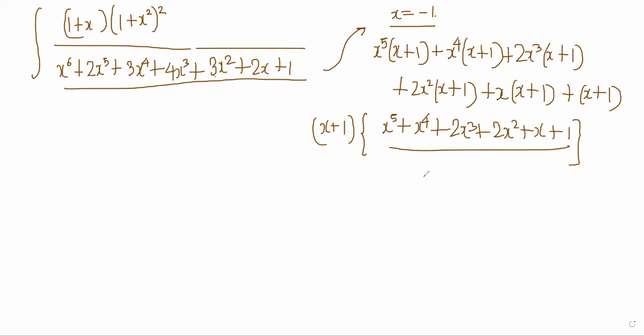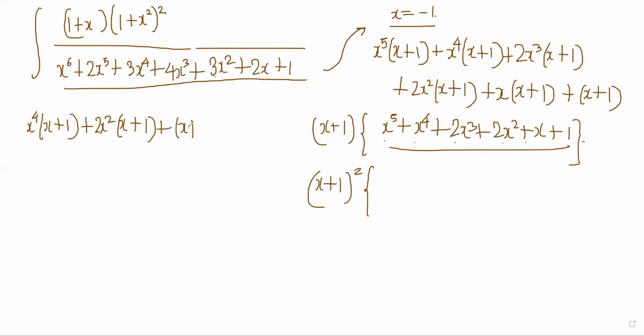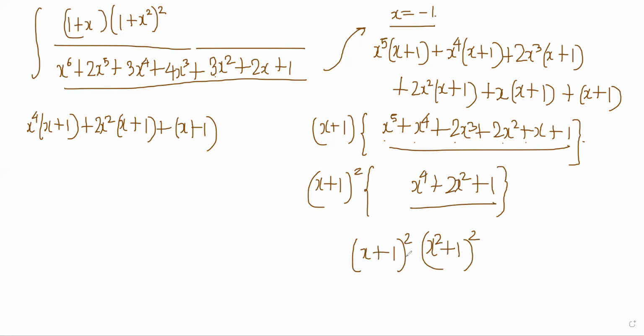Now check this polynomial also. This polynomial also -1. Let's check. -1 plus 1 minus 2 plus 2 minus 1 plus 1. Yeah, -1 is again a factor. So again x plus 1 will come out. And let's try to write what will come here. So x power 4 x plus 1 plus 2x square x plus 1 plus x plus 1. So what I will get inside is x power 4 plus 2x square plus 1, right? Which is now straightforward. This is just simply x square plus 1 whole square. So the denominator is actually this.